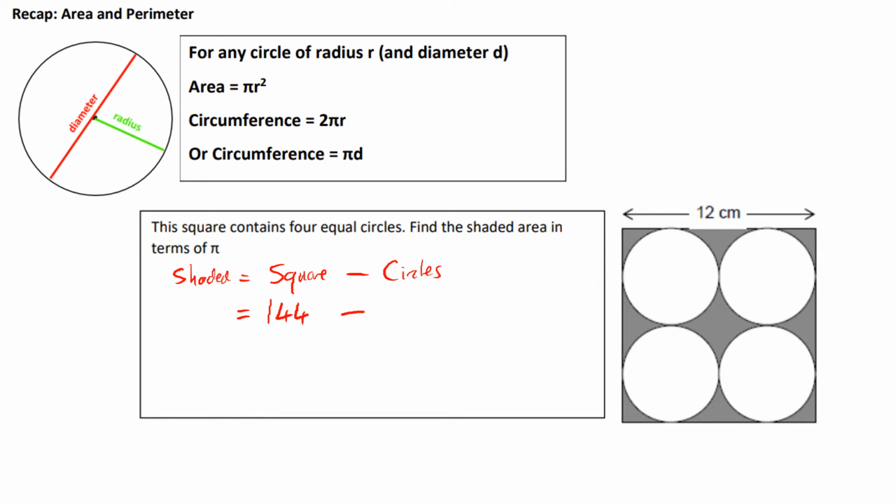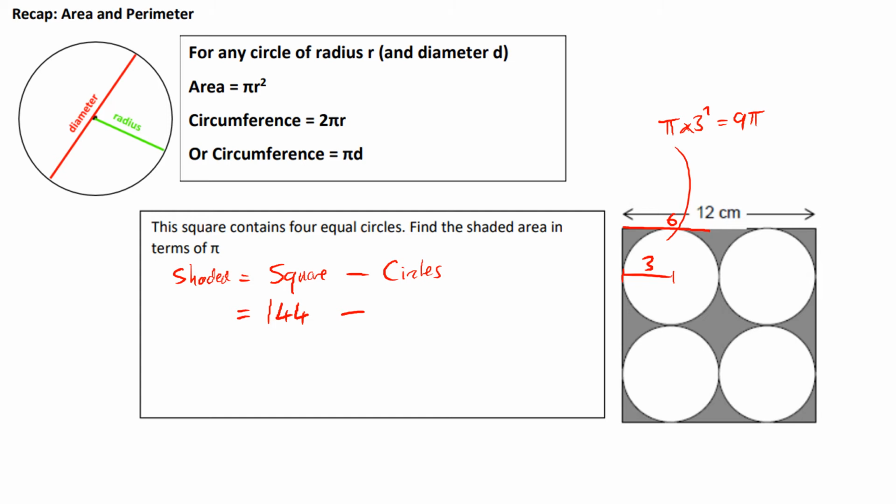And then what about the circles? Well, to find the area of a circle, we need its radius. What's the radius of that circle? Well, we know it's 12 all the way across, so halfway across, which is the diameter of one circle, should be 6, so your radius should be 3. So one of those circles is going to be equal to pi times 3 squared, which is 9 pi.